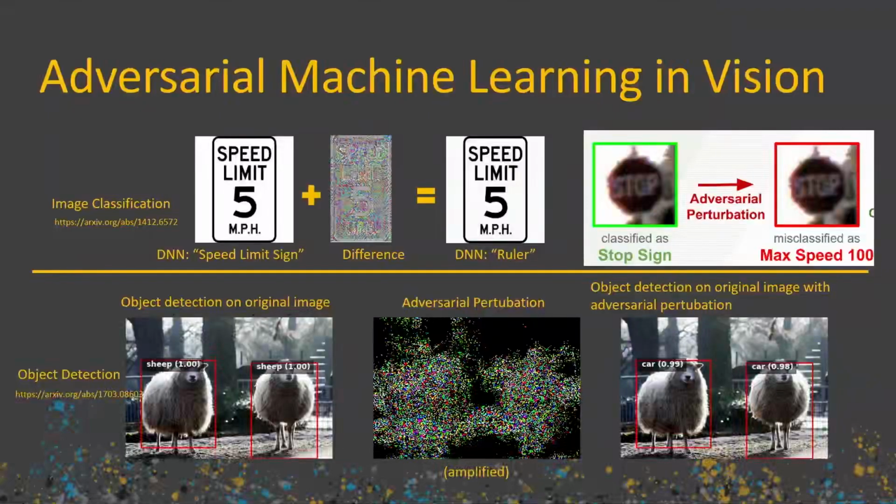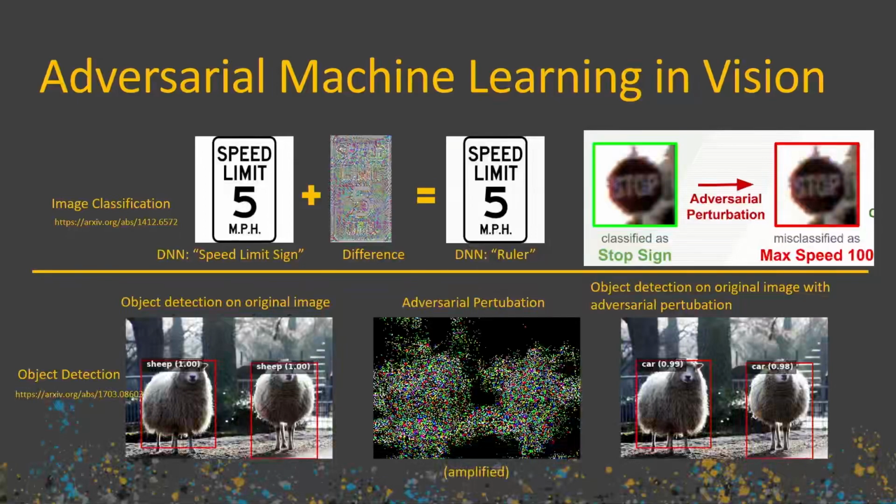As you can see, the cost can be high, because a stop sign that's originally classified as a stop sign, with some perturbation, could be misclassified as a max speed 100. In addition to image classification, these types of attacks can also happen in object detection. As we add some perturbations, the sheep are being recognized as cars.